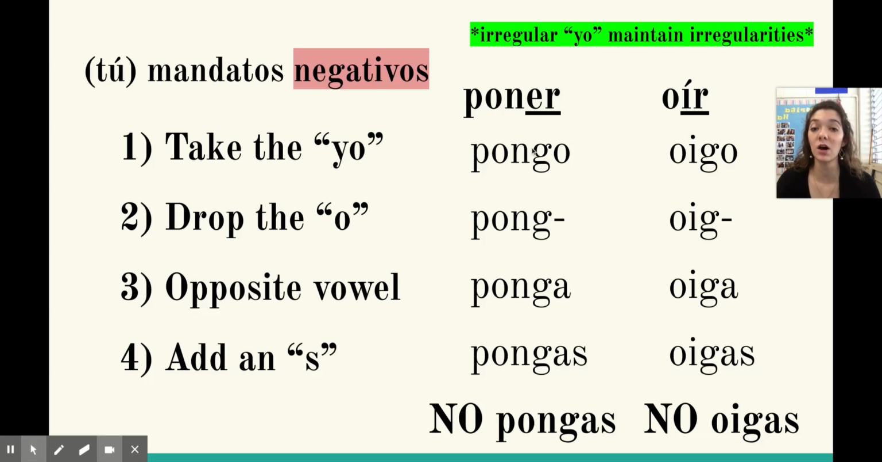And remember, we're not talking to I, right? We're talking to you. Just don't get confused, because we're just using the yo form as a part of the structure to help us remember how to do this. So don't put, don't hear, etc. But the yo form keeps those irregularities.